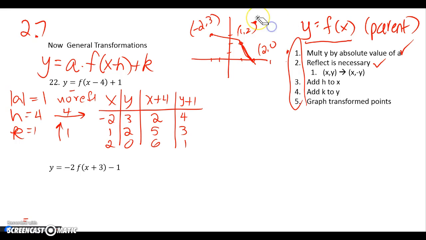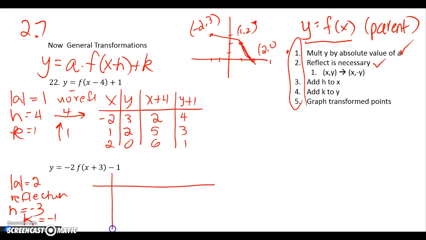I'm going to take that off. The next problem, let's identify that A, absolute value is 2. We do have a reflection. H equals negative 3, and k equals negative 1. So we have to do all the steps in this.